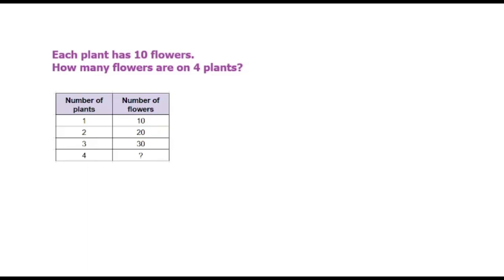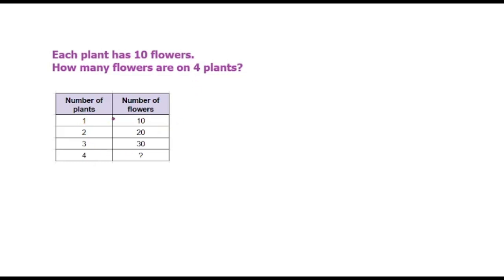In this video, we're going to take a look at a problem and try to figure out how many flowers are on some of the plants. So if we have a problem that says each plant has 10 flowers, how many flowers are on 4 plants? So we could see from here that one plant has 10 flowers, and that's what it says here. Each plant has 10 flowers.